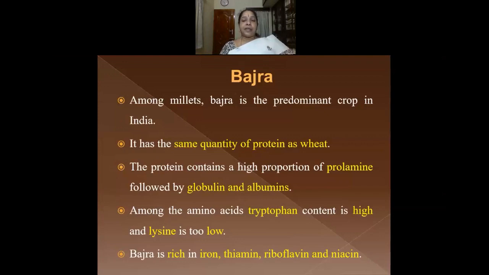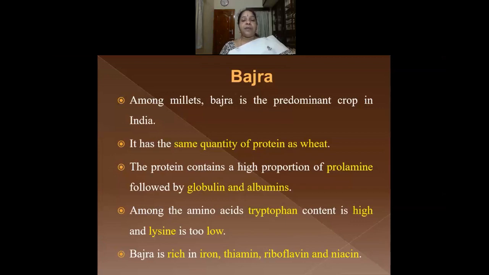The next millet that is largely consumed by the Indian population is bajra. It is the predominant crop in India. It has the same quantity of protein as wheat. Wheat-la evvalavu protein irukko athe quantity of protein is present in bajra also. The protein contains a high proportion of prolamine followed by globulin and albumin. So these are the proteins that are present in bajra: prolamine, globulin, and albumin.